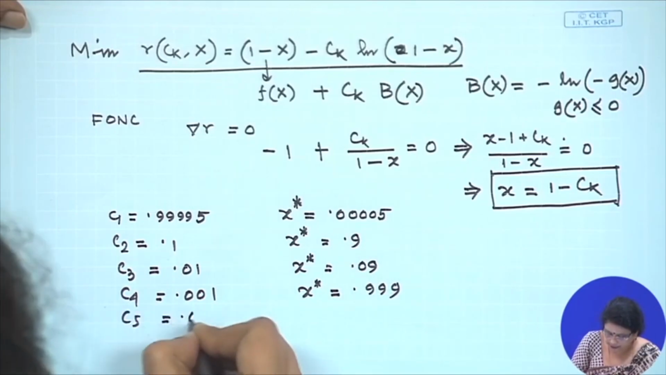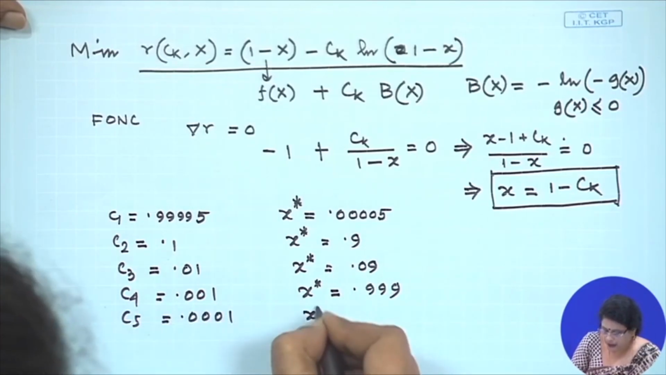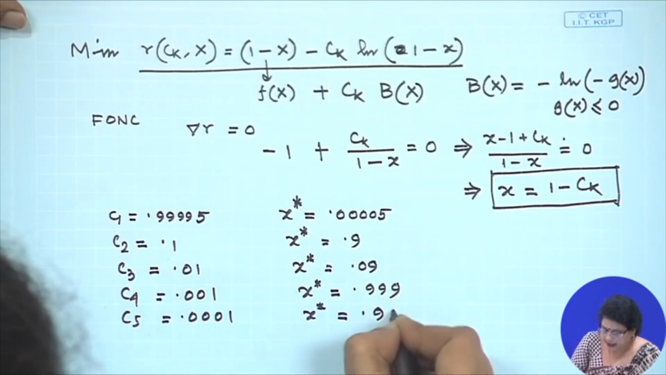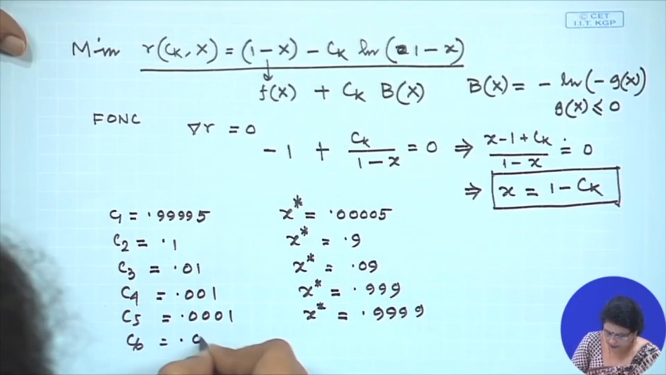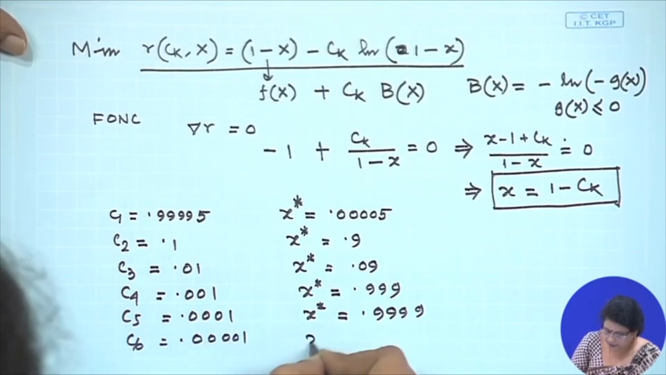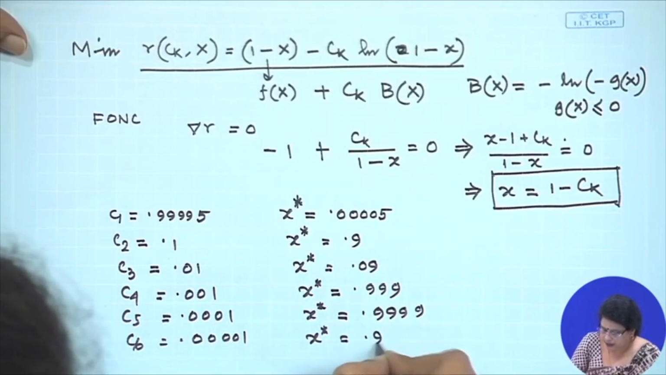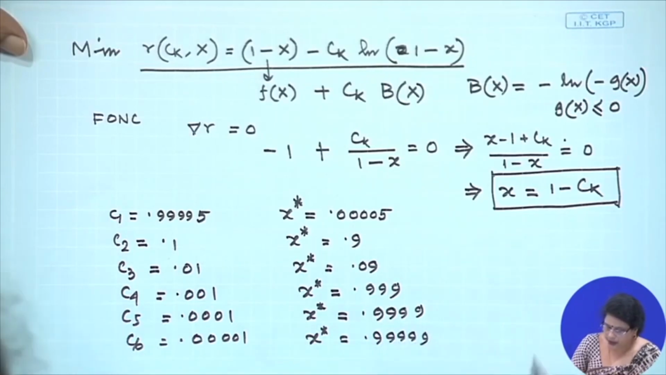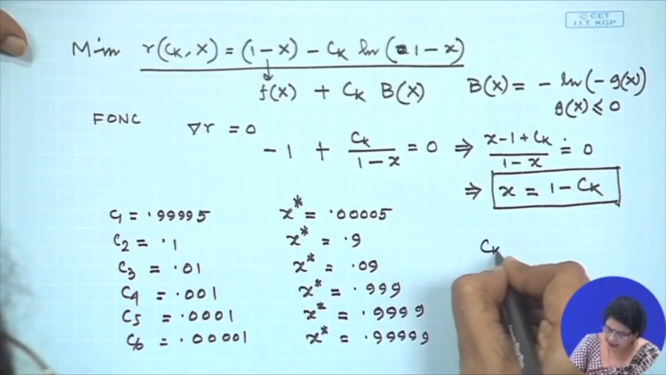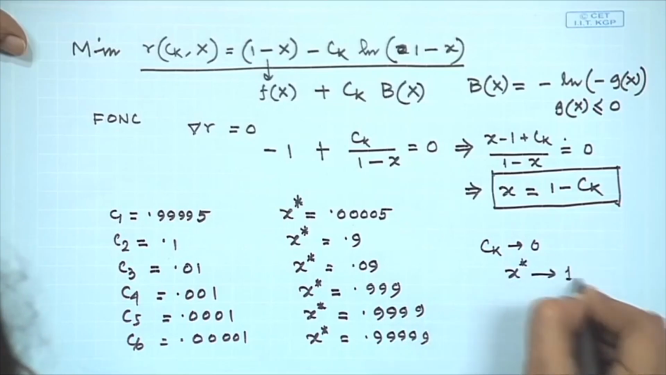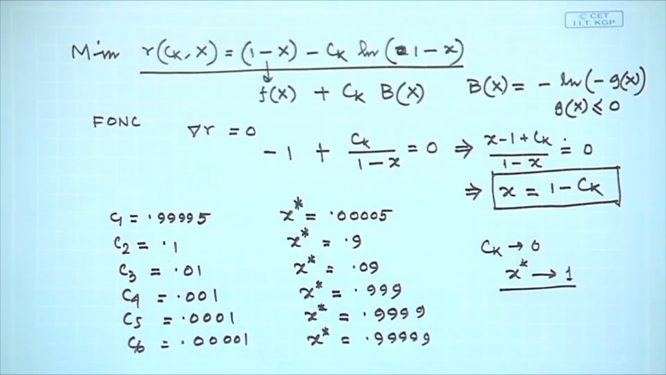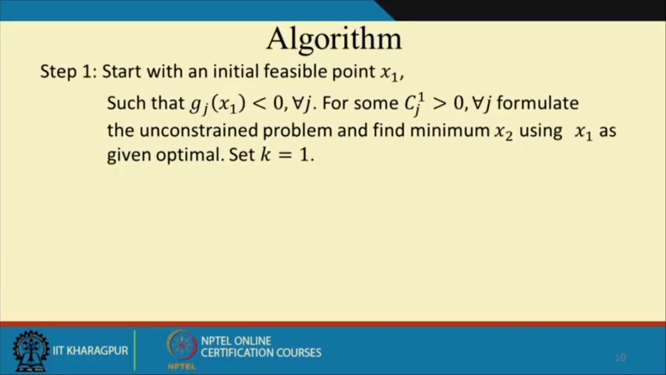Similarly, c_5, what do you see in the pattern? It is approaching 1. c_6, we can go further. Okay. What we see is that if c_k is tending to 0, x star is approaching 1. That is why we can say x is equal to 1 could be the optimal solution for this problem. This way we can solve this problem.